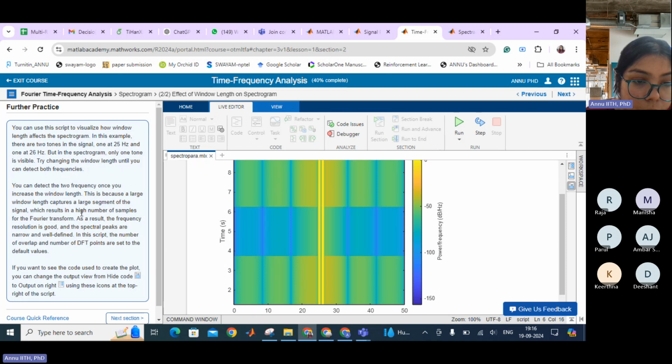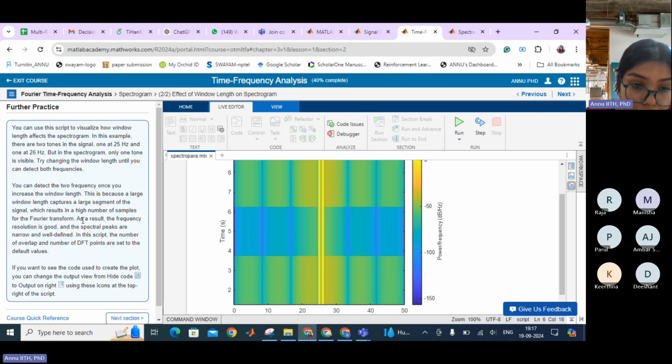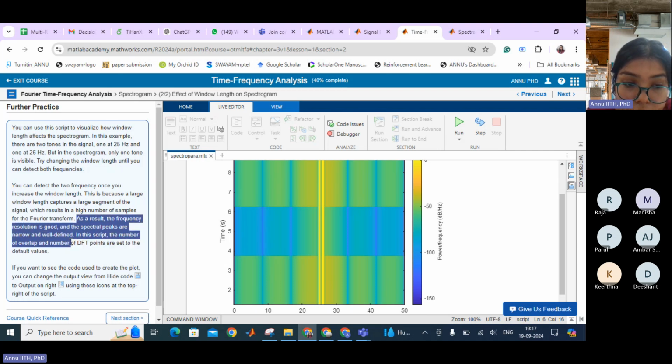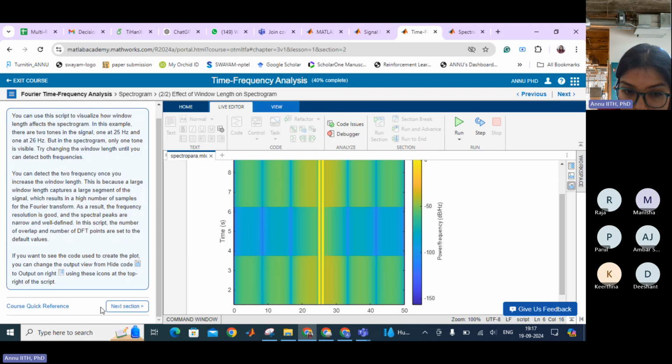Correct. This is because a large window length captures a large segment of the signal, which results in a high number of samples for the Fourier transform. As a result, the frequency resolution is good and the spectral peaks are narrow and well defined. In the script, the number of overlap and the number of DFT points are set to default values. If you want to see the code used to create the plot, you can see this title.